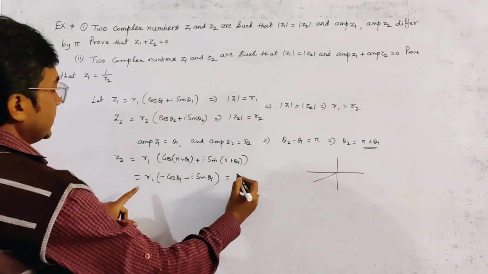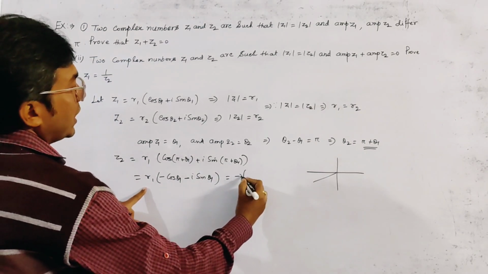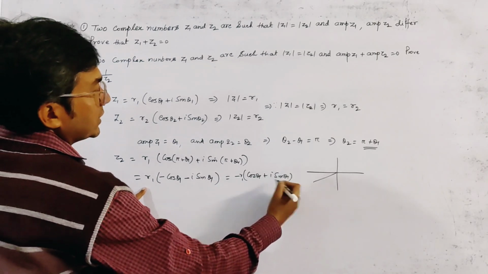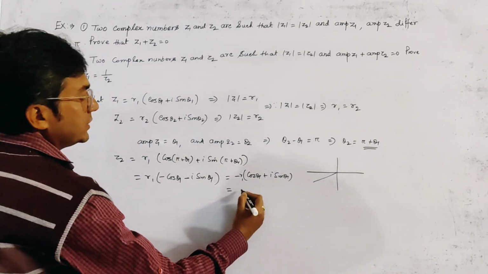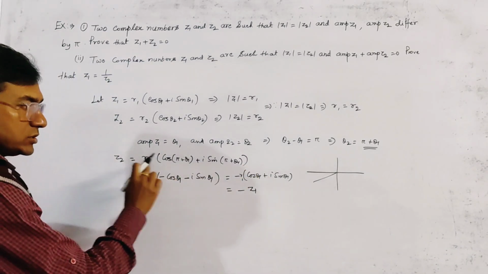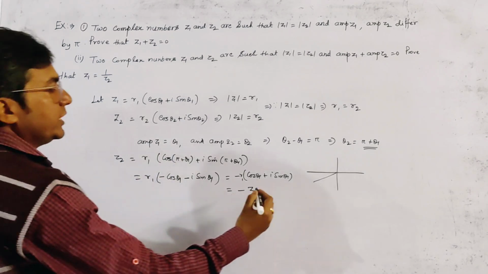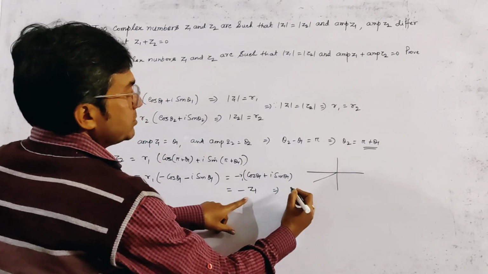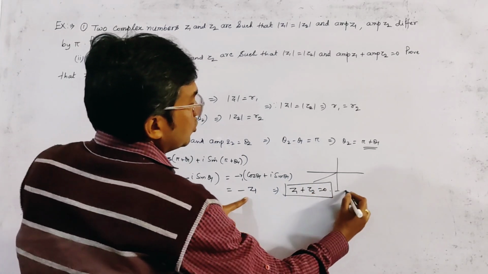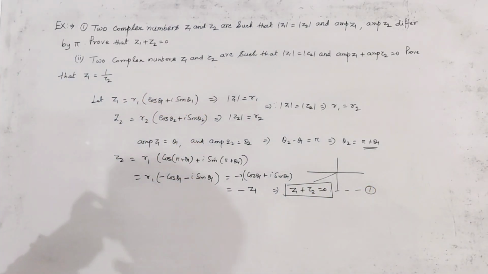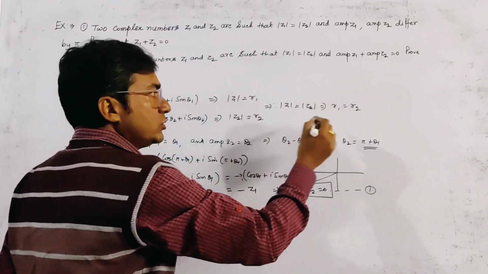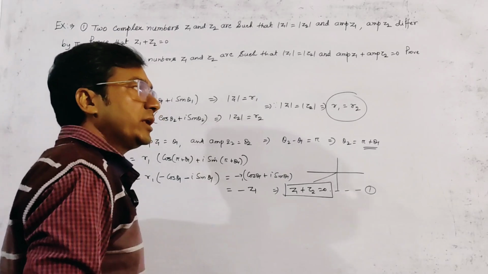So we get minus R1 into cos theta 1 plus I sin theta 1, and this is nothing but Z1. So we get Z2 equal to minus Z1, and this gives Z1 plus Z2 equal to 0. This is the proof of the first. Now we go to the second problem. Here also mod Z1 is equal to mod Z2, so we get the same result here.